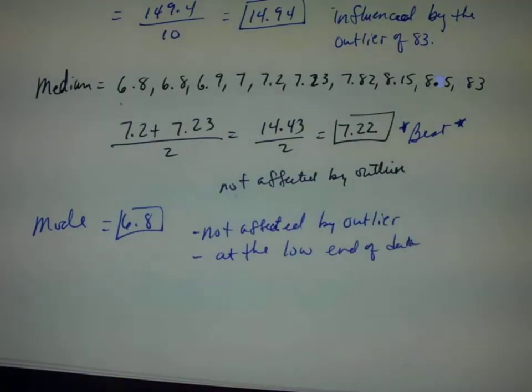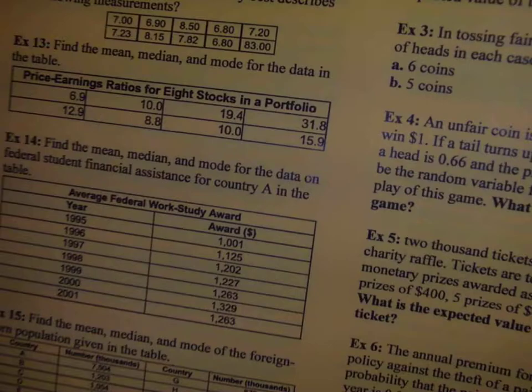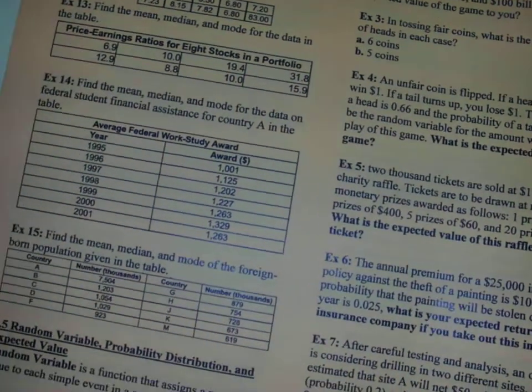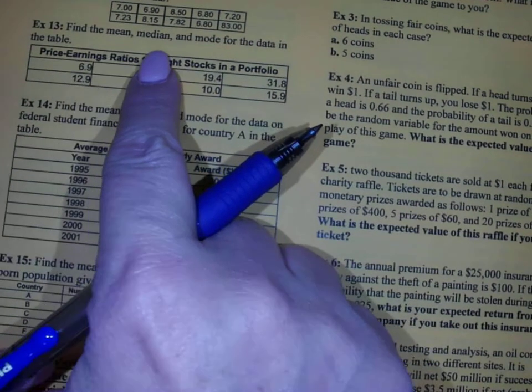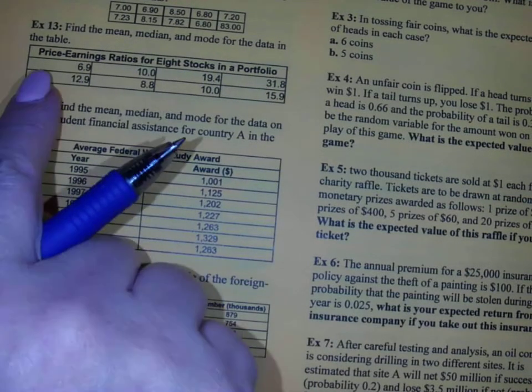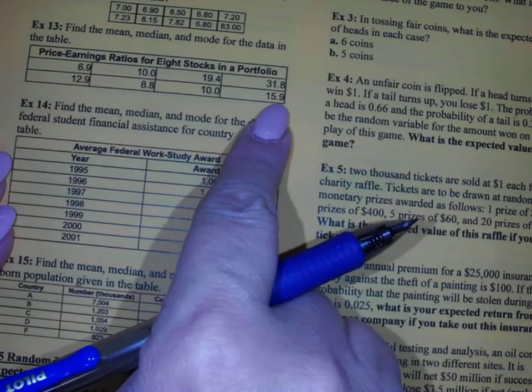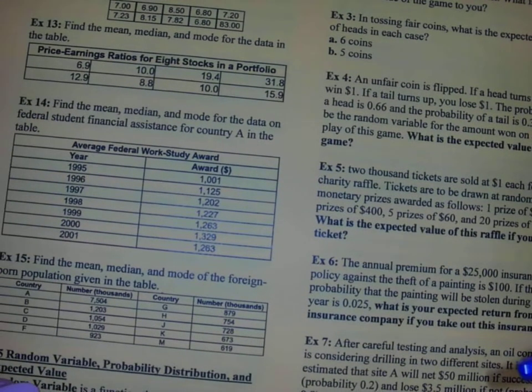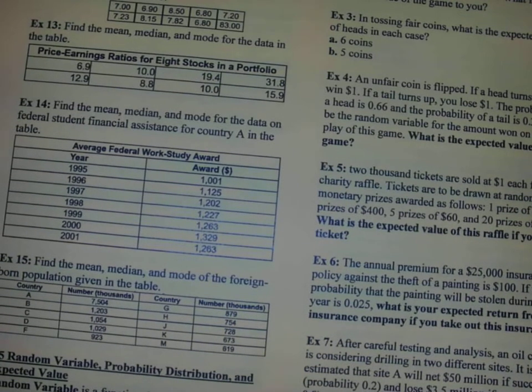All right, let's go look at example 13. On 13, we want to find the mean, the median, and the mode for the data in the table. So we've got some more data happening here. These are price earnings ratios for 8 stocks in a portfolio.